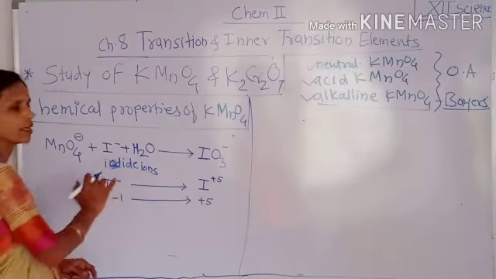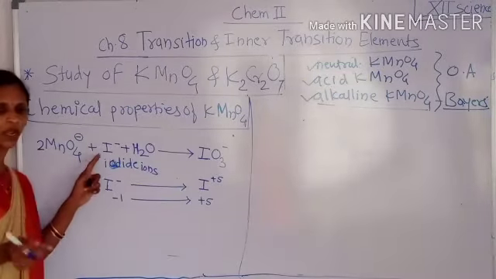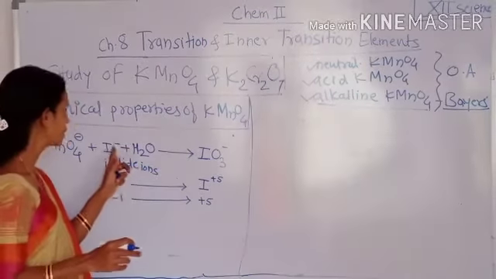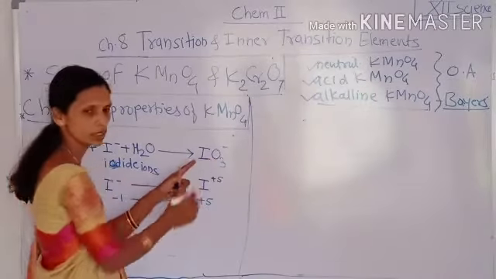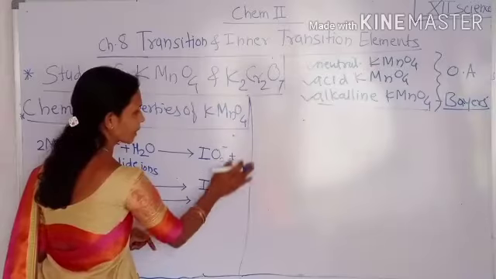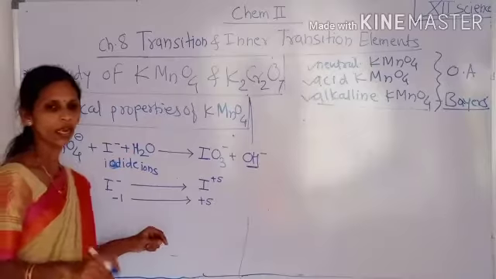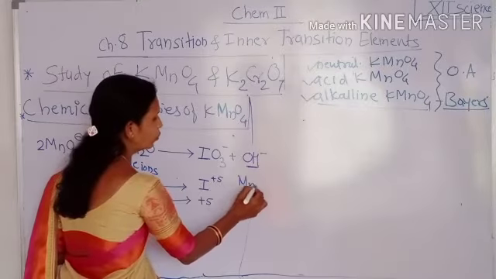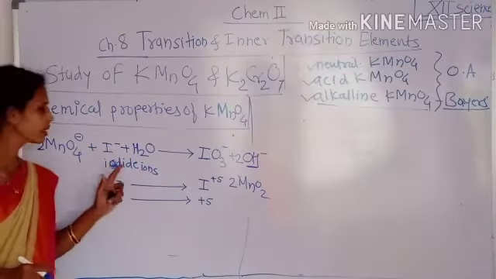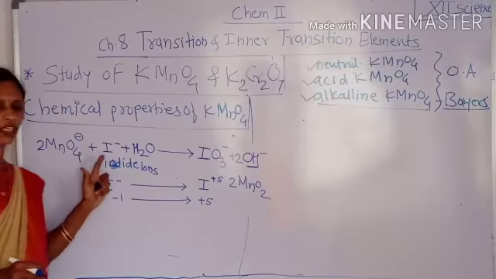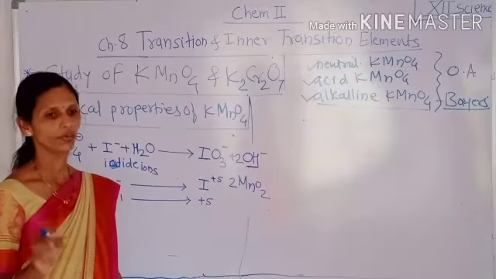Then we have to write this reaction in balanced form. Therefore, 2 MnO4 minus plus I minus plus H2O gives IO3 minus plus 2 MnO2 and 2 OH minus ions. Here MnO4 minus, that is potassium permanganate, acts as an oxidizing agent in neutral medium.